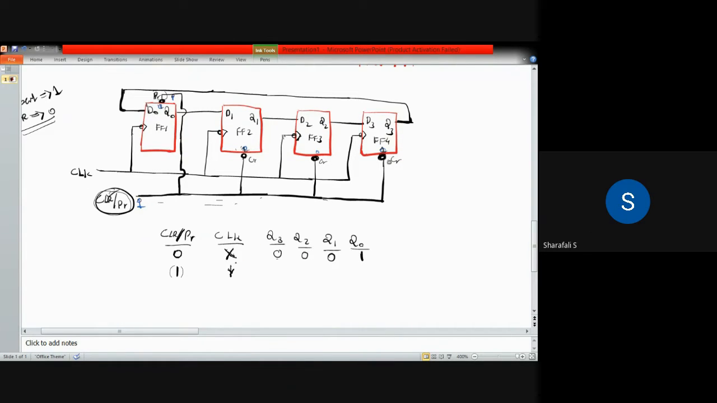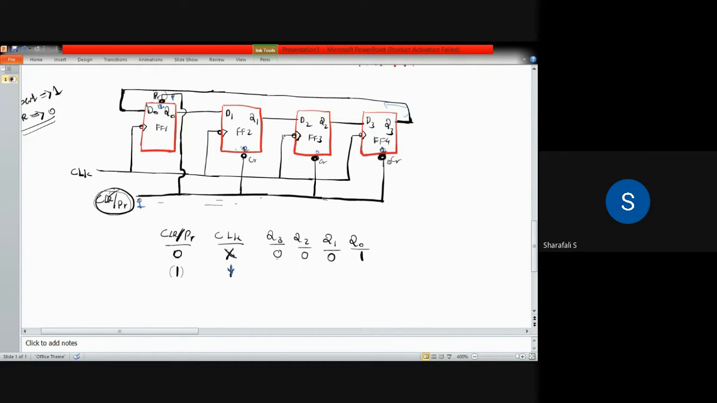And what will happen if you have the negative or inverted edge of your clock pulse, or negative triggering? In that case, the value from Q0 will be shifted to Q1. The value from Q1 will be shifted to Q2. The value from Q2 will be shifted to Q3. And Q3 will be shifted to Q0 through this particular connection. We have already discussed this shift register. For a D flip flop, whatever value you apply will be your output.